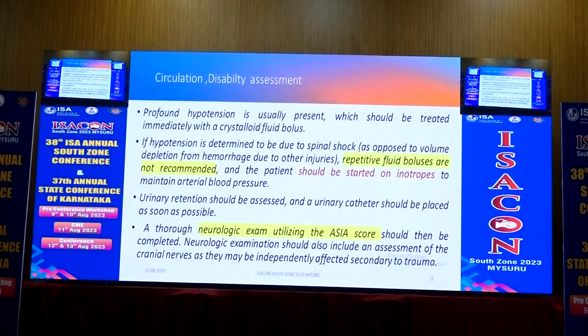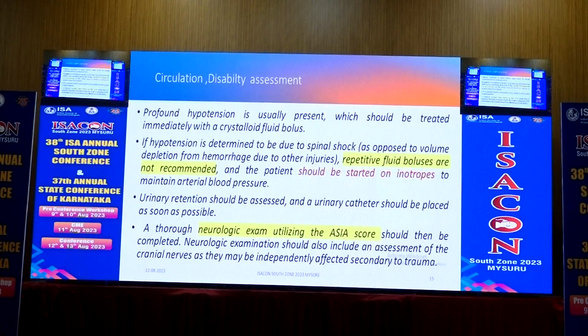And next is your circulation and disability assessment. So as I told, all these patients will be hypotensive and they will be having bradycardia. So your first step is to start an IV line and give crystalloids. And one thing you should remember, if there is no other source of injury, like volume depletion or blood loss, instead of going for repetitive fluid boluses in patients with spinal cord injury, you have to start them on inotropes, basically to maintain the mean arterial pressure. And next, you check whether there is any urinary retention and place a catheter.